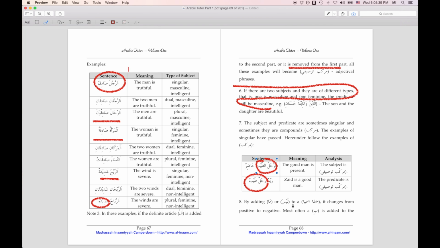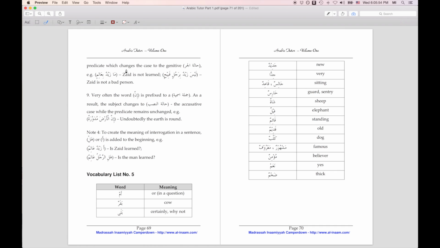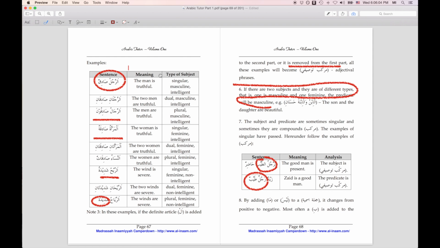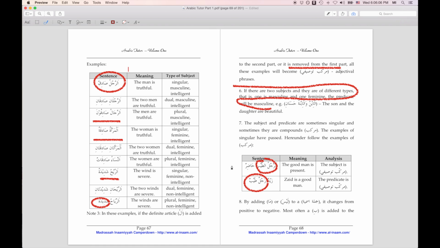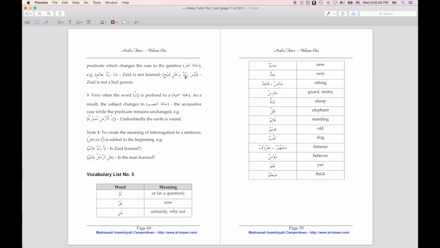Number 8, by adding ma or laysa to a jumlatul ismiya, it changes from positive to negative. Most often, ba with a kasra is added to the predicate, which changes the case to the genitive, halatul jar. So for example, ma zaidun bi alimin. Zaid is not learned. Ma or laysa just negates. So most often ba is added to make the predicate, the khabar, in halatul jar, or genitive.